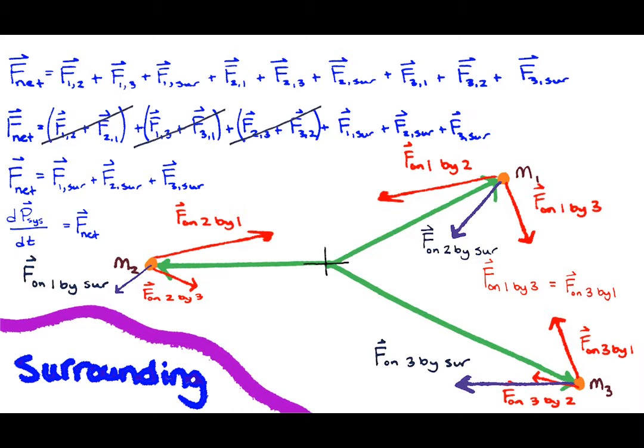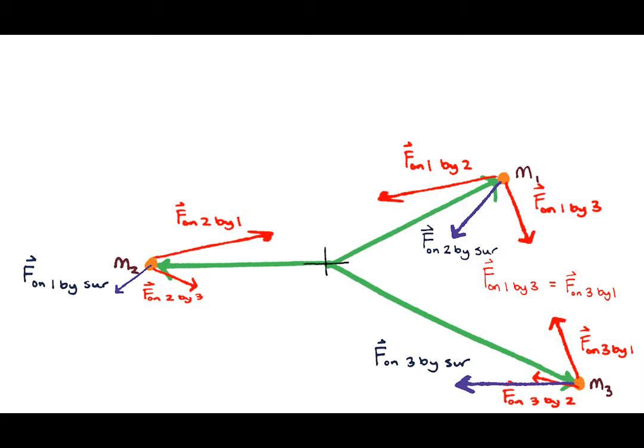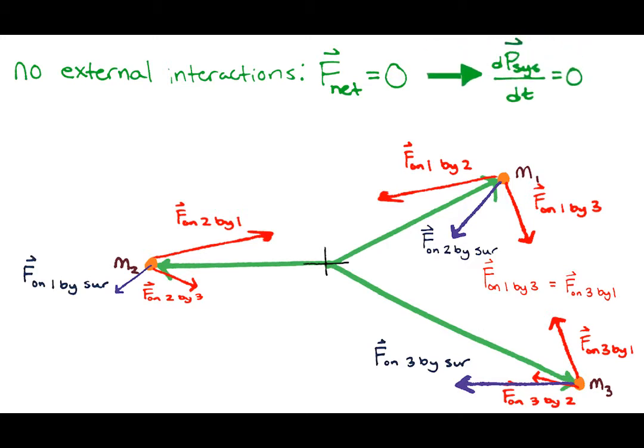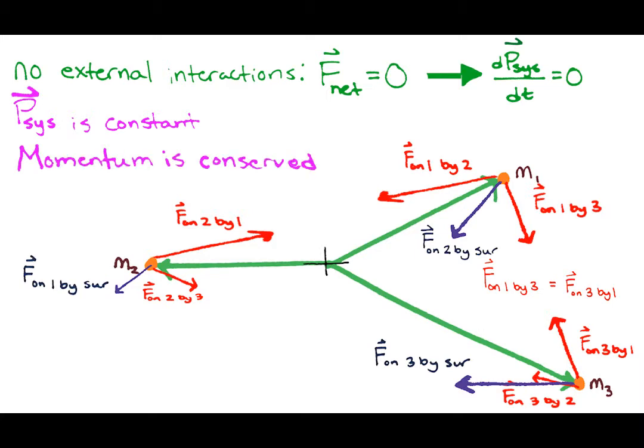There are profound consequences that follow from the multiparticle form of this fundamental principle. First, if there are no external interactions, no net external forces, then F_net,external is 0. This means that dP_system/dt, the time rate of change of the system momentum, must be 0. In other words, the system momentum is not changing in time. It's constant in time. It has the same constant vector value. If this is true for our system, then we say the system momentum is conserved.